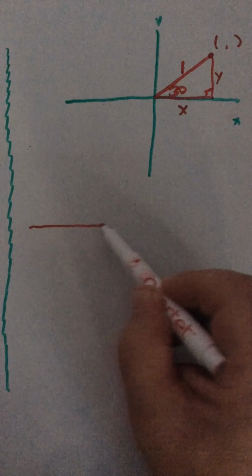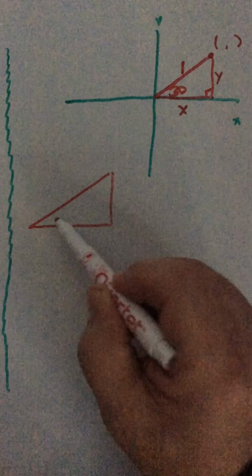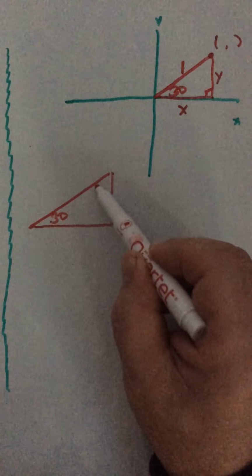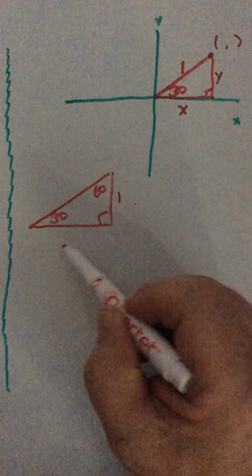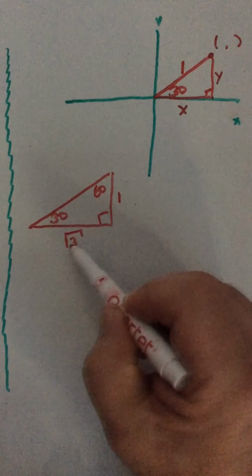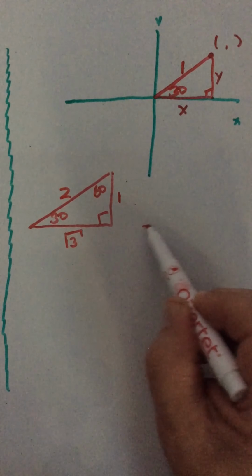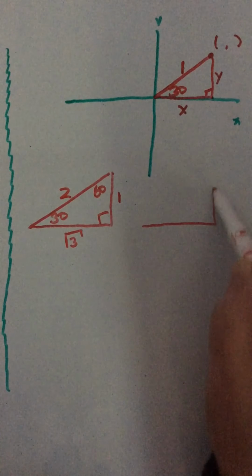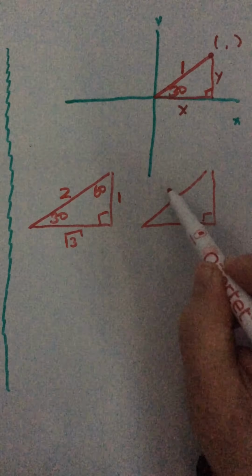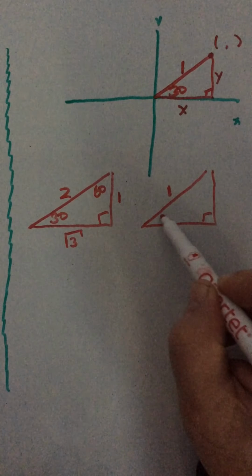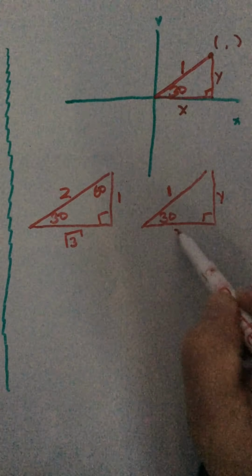So I'm going to take my root triangle. That was 30, that was 60, that was 90. Now my root triangle, remember, this was 1, this was root 3, that was 2. In my triangle that I have drawn above, I have this is 1, this is 30, this is Y, this is X.